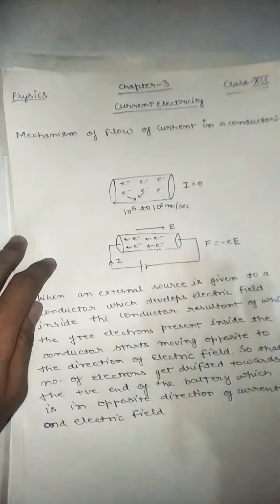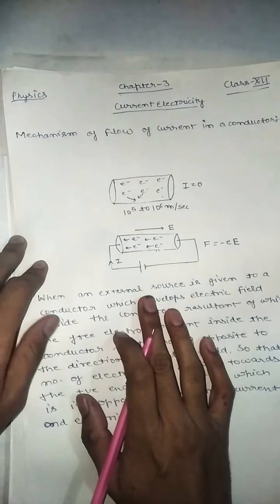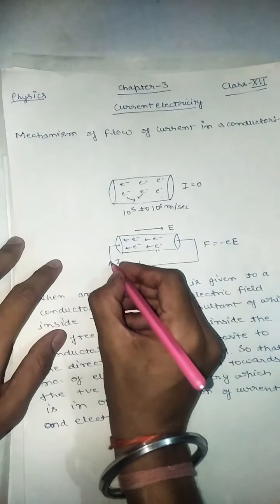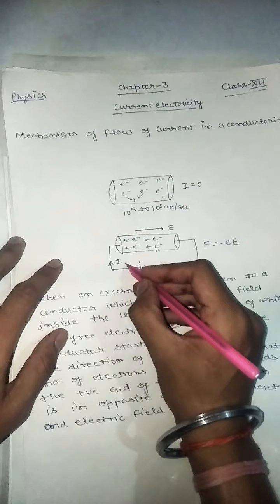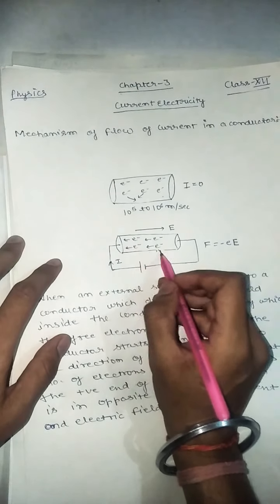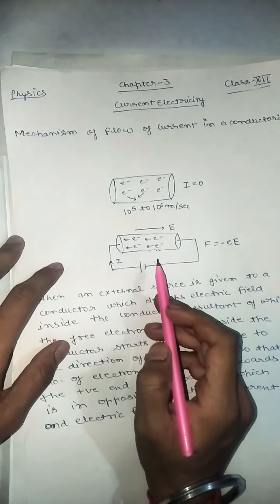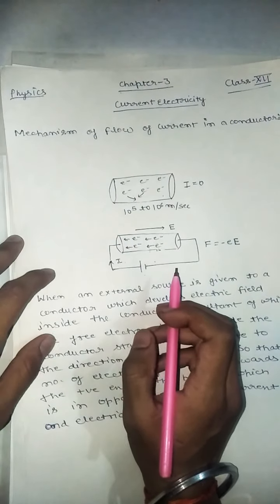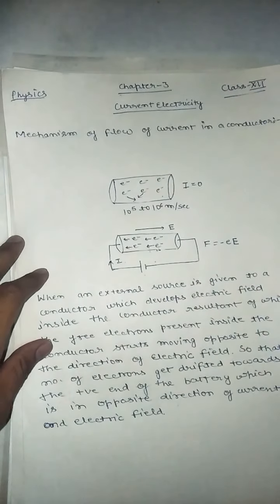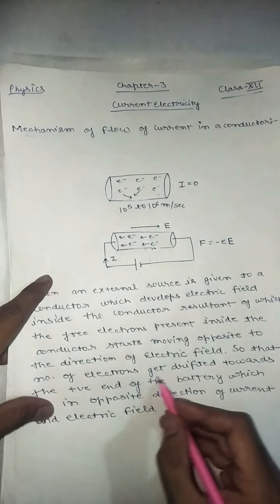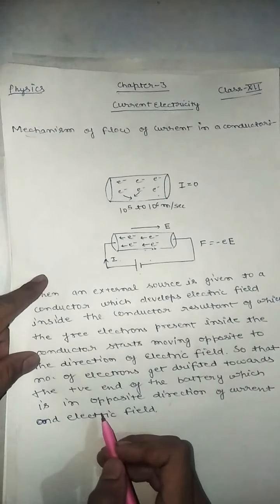Until the free electrons are moving towards the positive end of the battery, the current does not generate itself, because whenever the external source is given, the electrons move towards the positive end of the battery, hence the electric field generates, then electric current generates itself. So this is the mechanism of the flow of the current. Here I have used that the electrons get drifted towards the positive end of the battery.